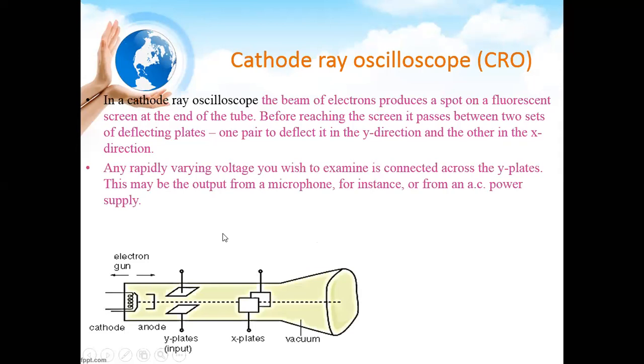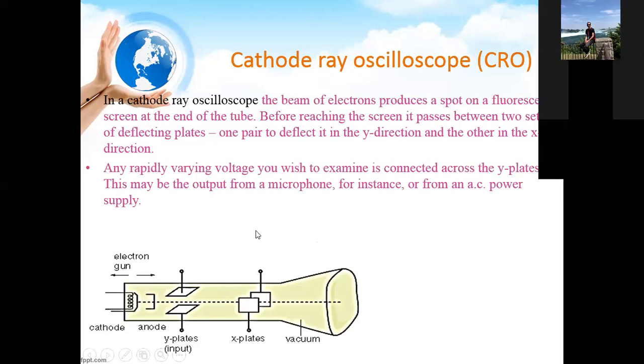When you see rapidly varying voltage, you can see the oscillation on the Y plates. Okay, this could be a microphone or AC power supply. Okay, you cannot apply the DC here.